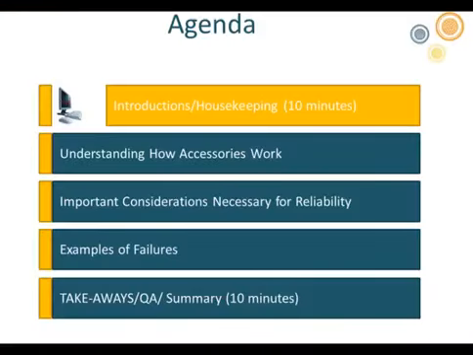So here's how our agenda looks today. We will go through a few housekeeping tips. I will introduce your presenter for this session, and he will cover understanding how accessories work, the important considerations necessary for reliability. He will show examples of failures, and then he'll provide a few takeaways. We'll open up for Q&A and pretty much summarize our session at that point.